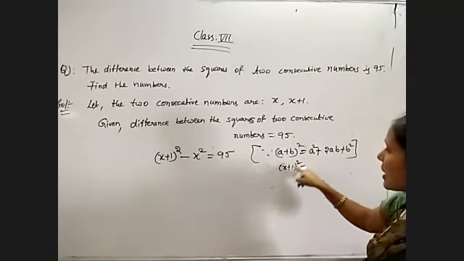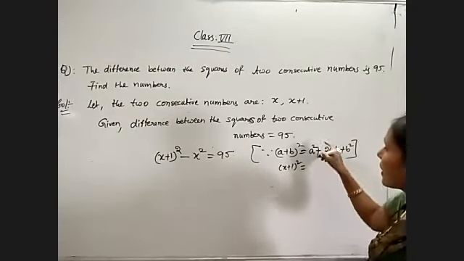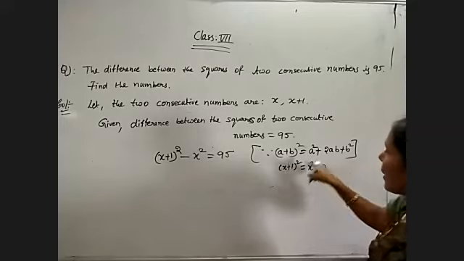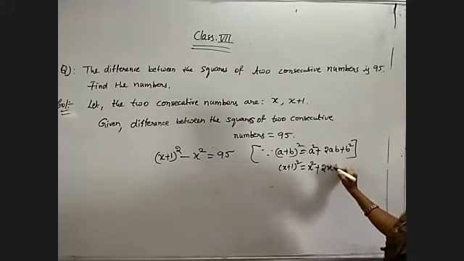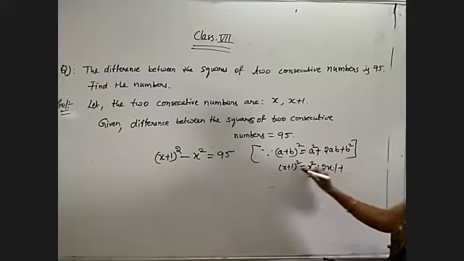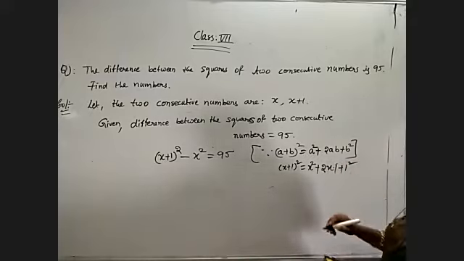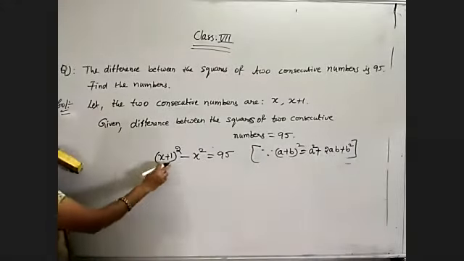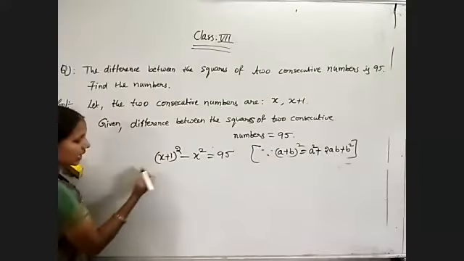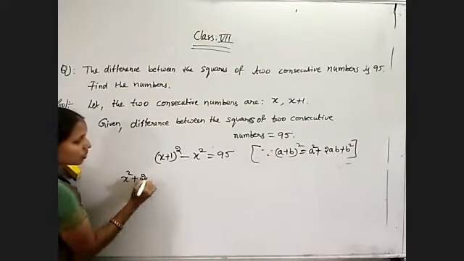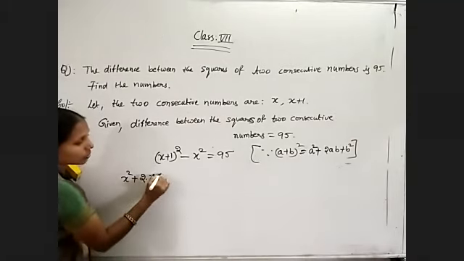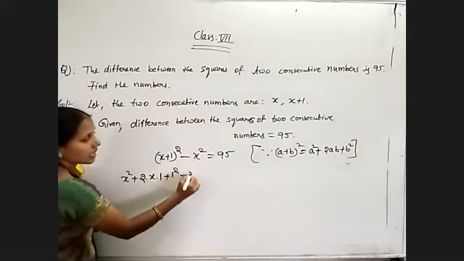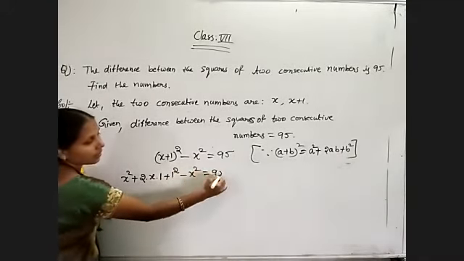Wherever a is there, substitute x. That is a square, in the sense x square, plus 2 is the constant, a value is x, b value is 1, and b square is nothing but 1 square. I hope you understood now. So here we will do that same thing. A plus b whole square: a square plus 2 into a into b plus b square, that is 1 square, minus x square, the other term, is equal to 95.